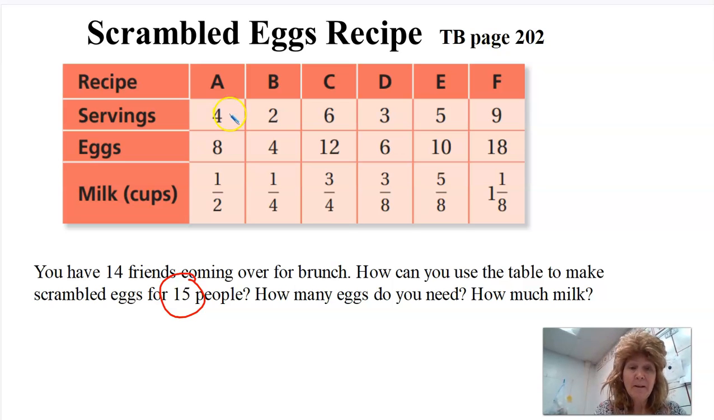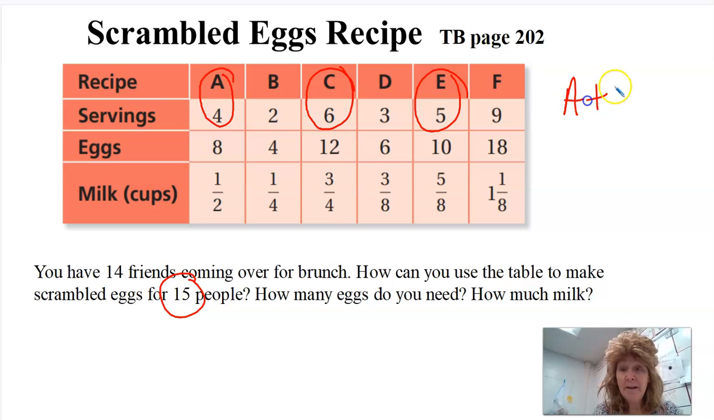Right? So I could do this. Let's see. I could take recipe A for 4 and include C and then include E, right? Because 4 plus 6 is 10 plus 5. So recipe A plus C plus E. And if I did that, it says how many eggs do I need?